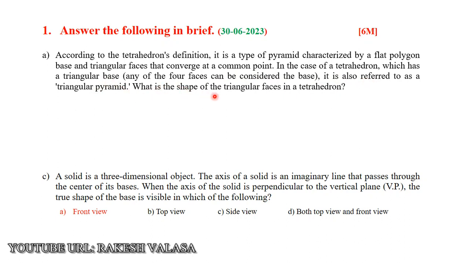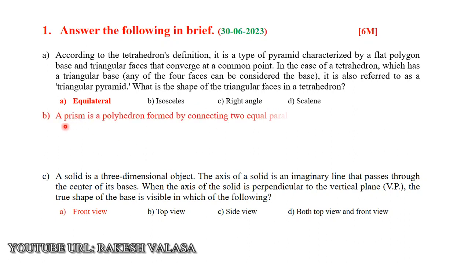What is the shape of the triangular faces in a tetrahedron? Let us see the options. Option A equilateral, option B isosceles, option C right angle, option D scalene. The answer is equilateral.